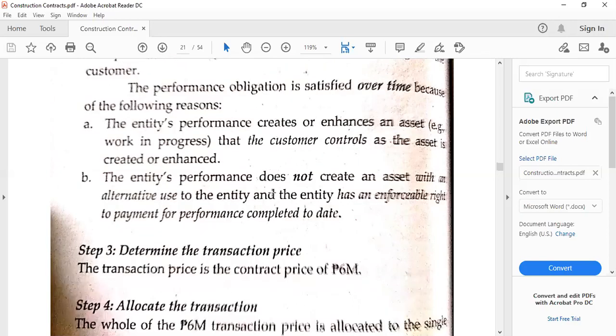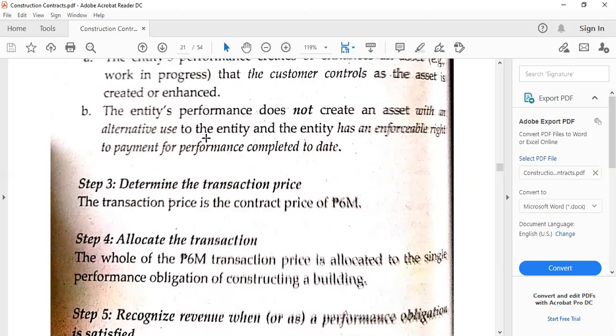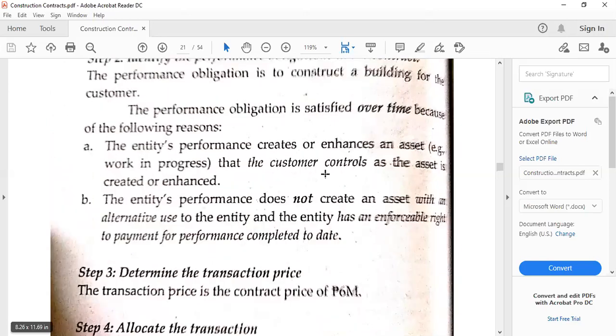And why is this satisfied over time? Remember these two requirements: A, that the entity's performance creates or enhances an asset, for example work in progress, that the customer controls as the asset is created or enhanced. So meaning to say, this is for the customer. And for letter B, that the asset created would not have an alternative use to the entity. So what was this for initially? This is the building to be used for the operation, so no alternative use.